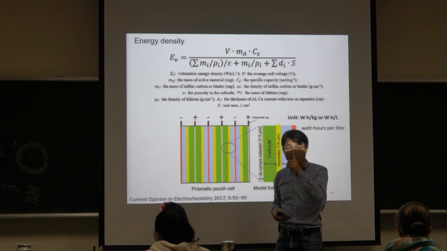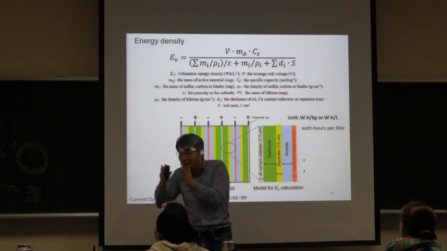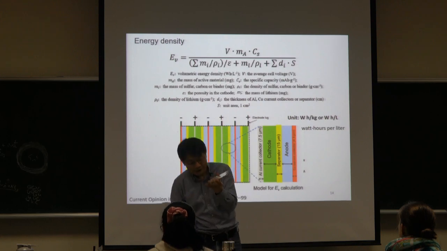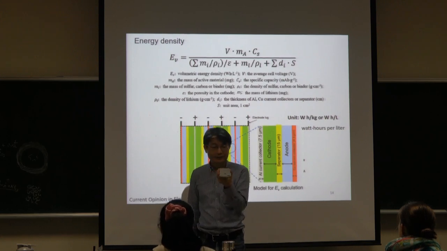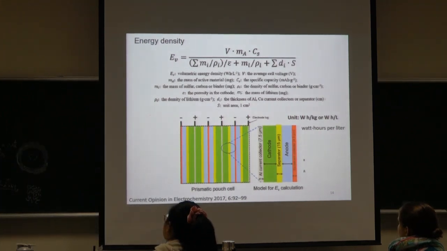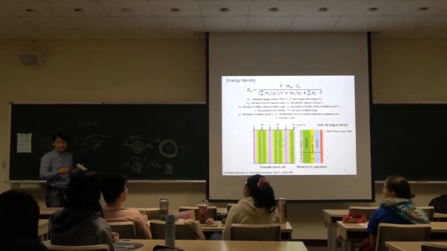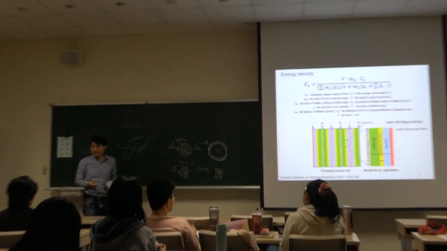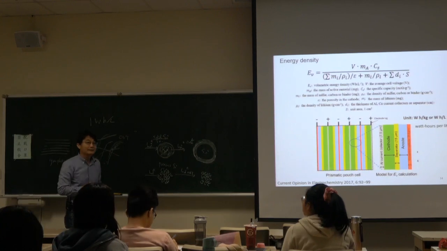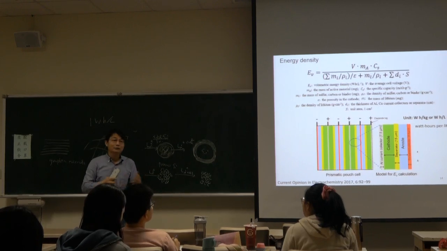For example, you have 1 watt-hour. That means you can deliver 1 watt and then suffer for 1 hour. For example, this is the battery. If this battery's energy density is 1 watt-hour per liter, per liter doesn't mean the size. So that means this battery can provide 1 watt for 1 hour. After 1 hour, there is no electricity, so you have to recharge again.